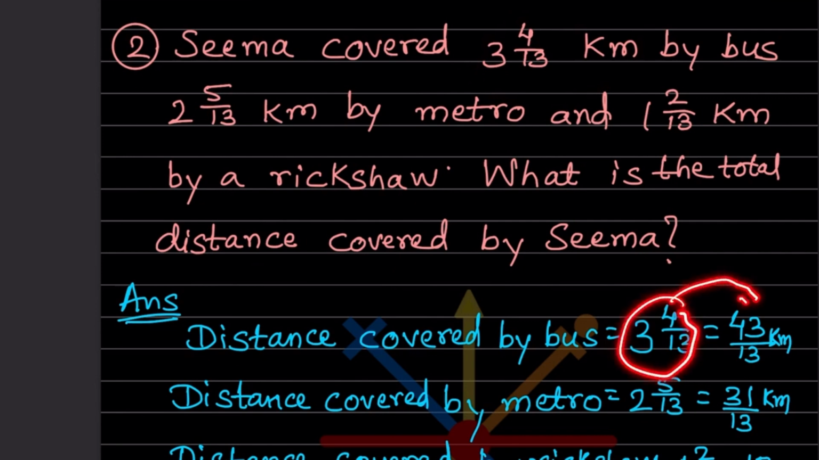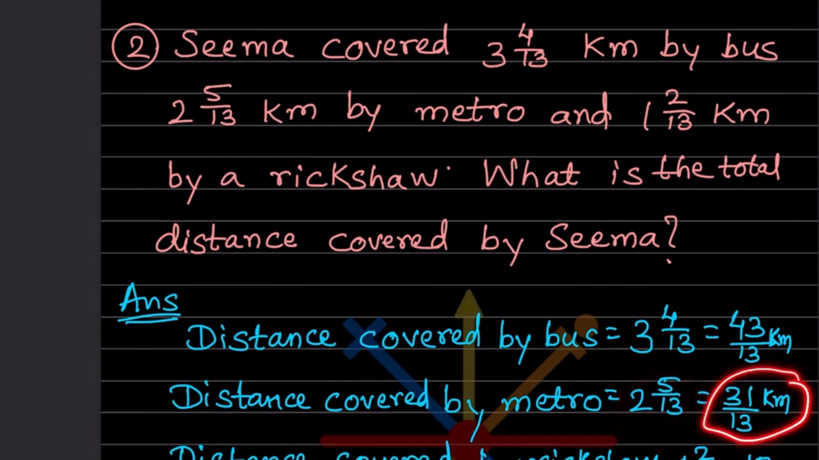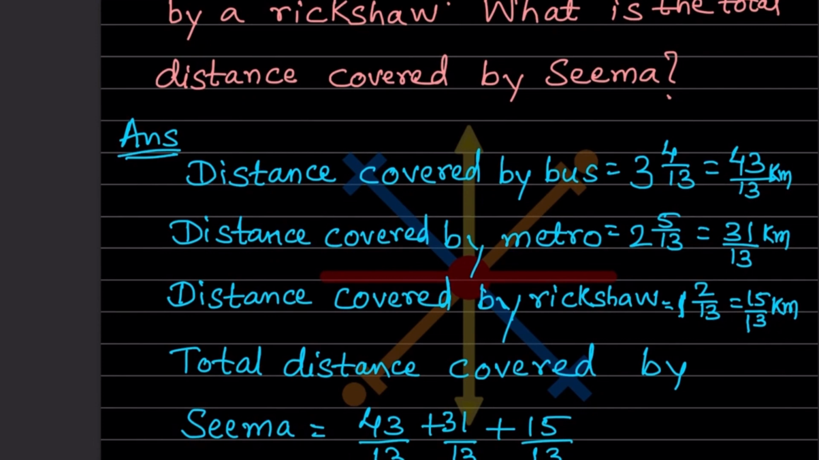You have to convert it into the improper fraction. As I said, you have to multiply this, and whatever answer you get, you have to add to the numerator, and 13 as it is in the denominator here. Now the distance covered by metro, it's given here, that is 2 integers 5 by 13. Same thing, this mixed fraction you have to convert into improper. So you know improper fraction means always the numerator should be bigger than the denominator. Now distance covered by rickshaw, this is 1 integer 2 by 13. When you convert it to improper, it is going to be 15 by 13.